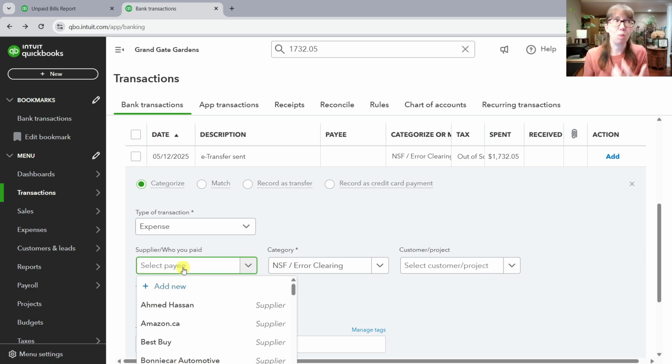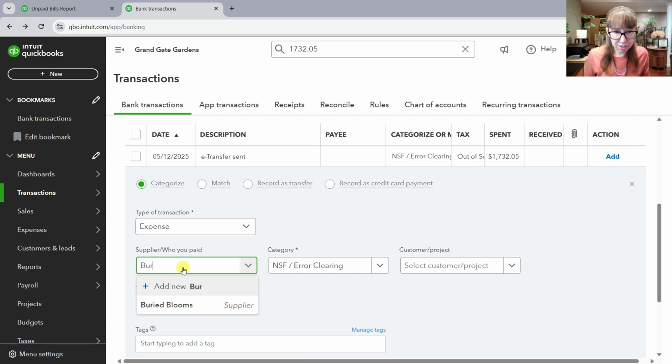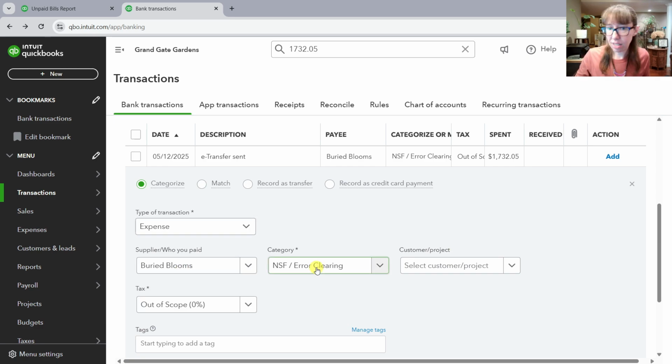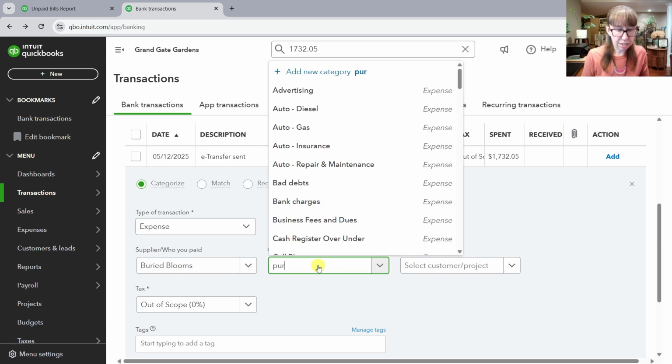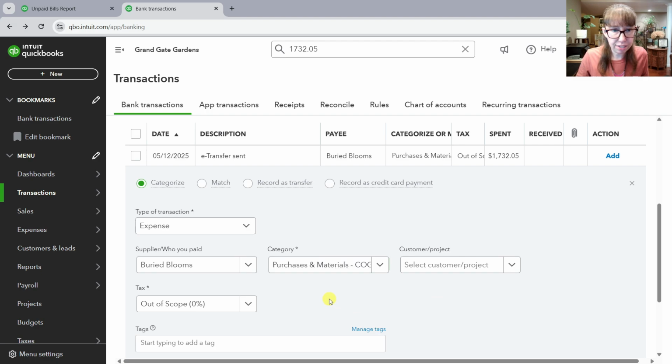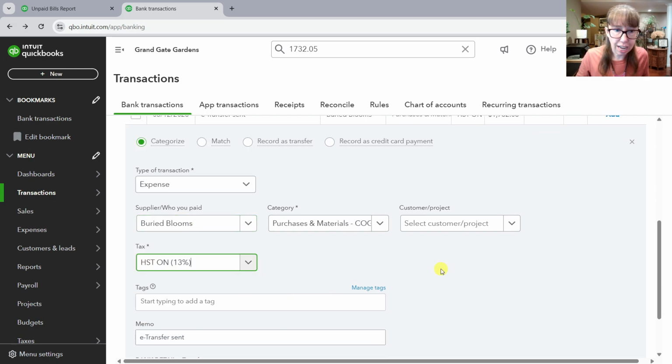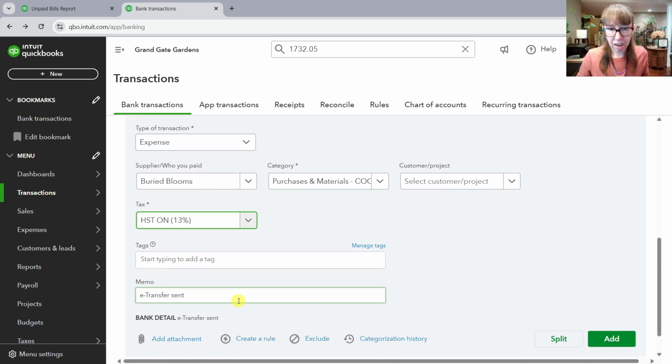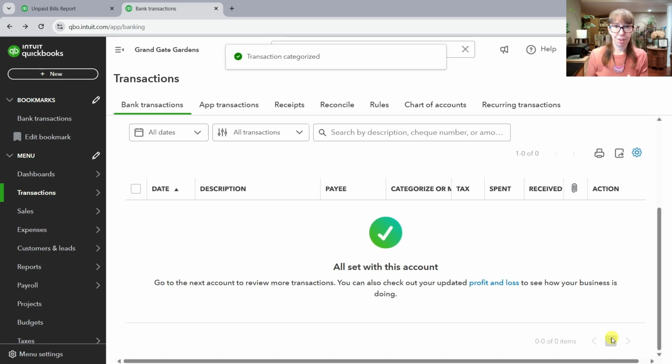In the industry, that's what we call no receipt or need receipt. So we're entering this in without the paperwork. So we're like, Buried Blooms. Okay, and that's not NSF clearing. That is purchases on materials, and there is HST on that. I would usually put a tag NR because they're going to sunset that. So I'm going to just put asterisk NR here just to make a note that I've entered this without the paperwork as a source document, and just hit add. So that's what a lot of people would do.